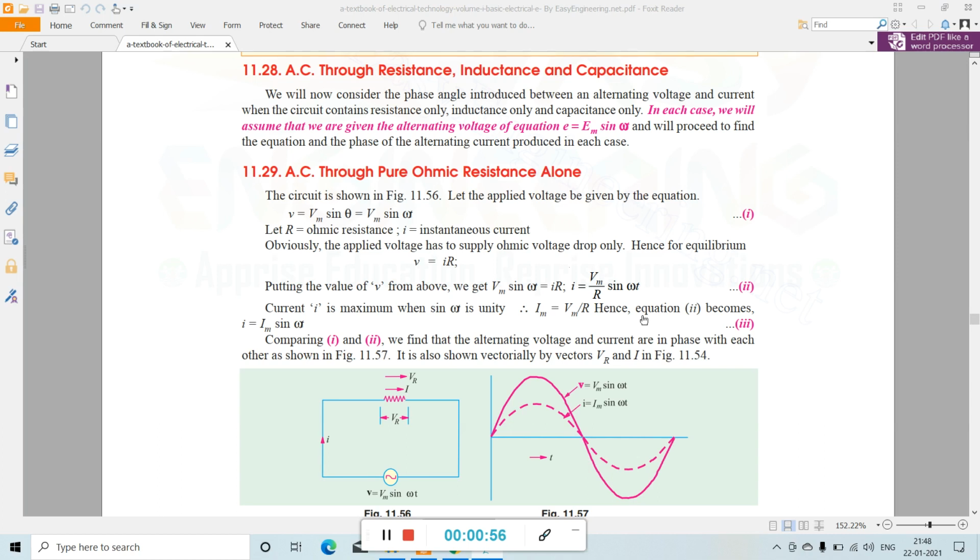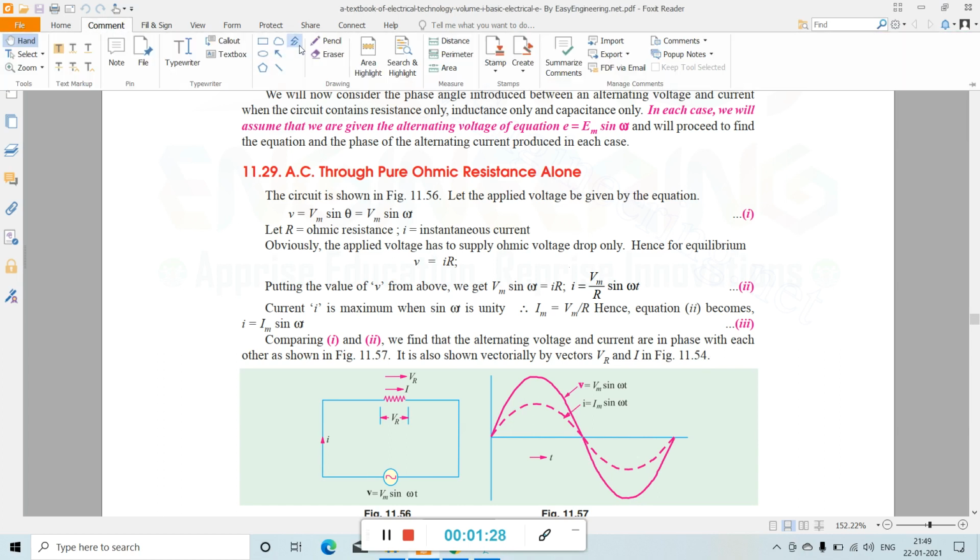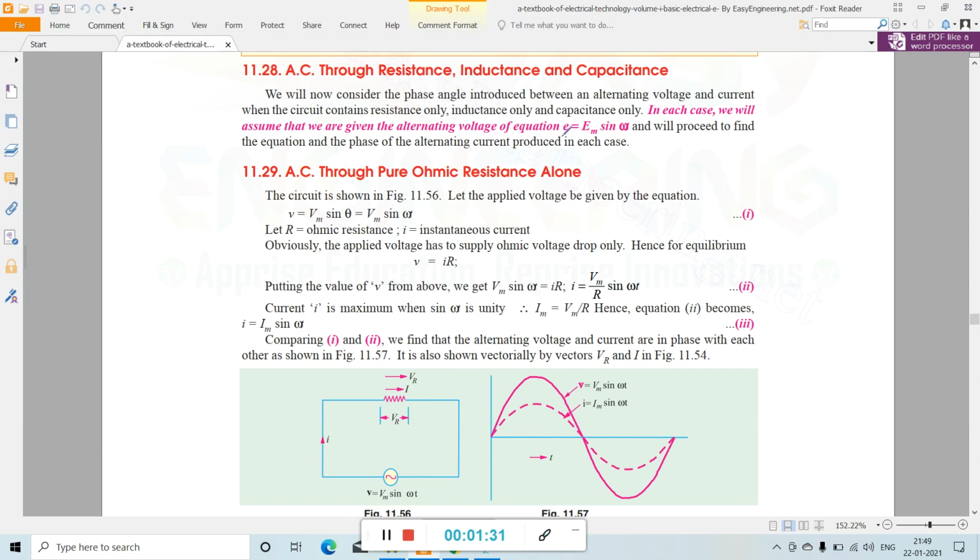So here we will discuss what phase angle is introduced between alternating voltage and current when the circuit contains resistance only, or inductance only, or capacitance only. We will study each case one by one, and in each case we will assume that we are given the alternating voltage having equation e is equal to Em sin omega t. So this is the supply which is given, an alternating voltage supply.